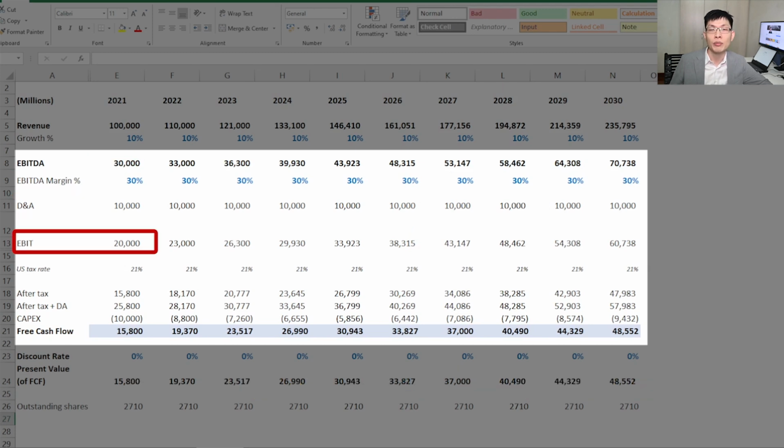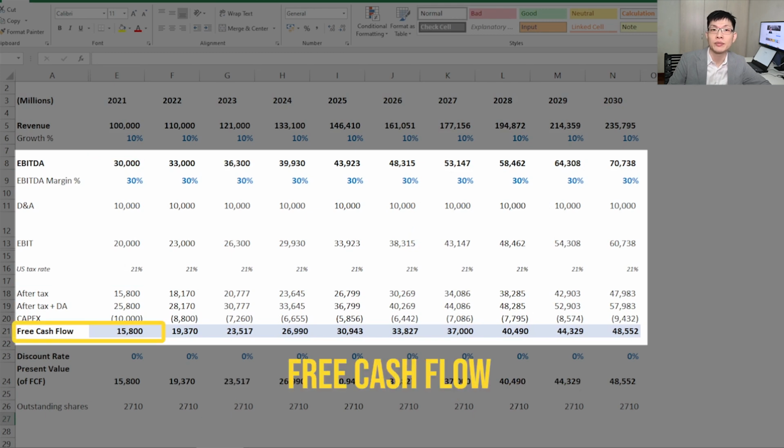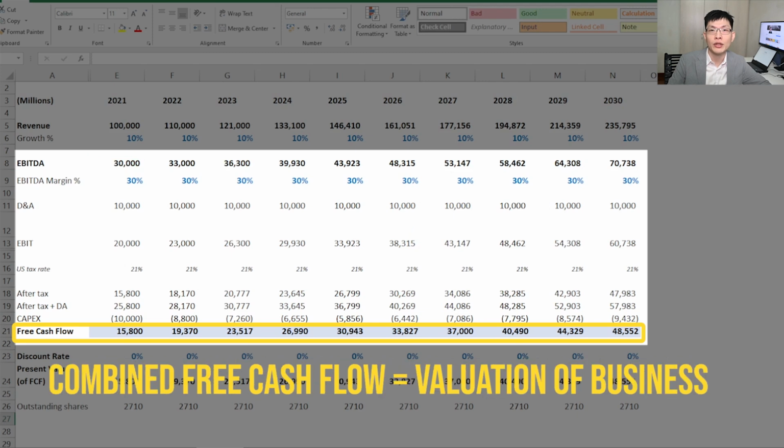Now, with the EBIT, you apply tax so that you tax the right amount. After tax, you're left with this amount, and you take this after tax amount, add back the D&A earlier, and minus off the capital expense to derive the free cash flow. Now, this is the free cash flow throughout your years of projection. And with this free cash flow, combined together, it will form the company's valuation. However, it does not stop here.